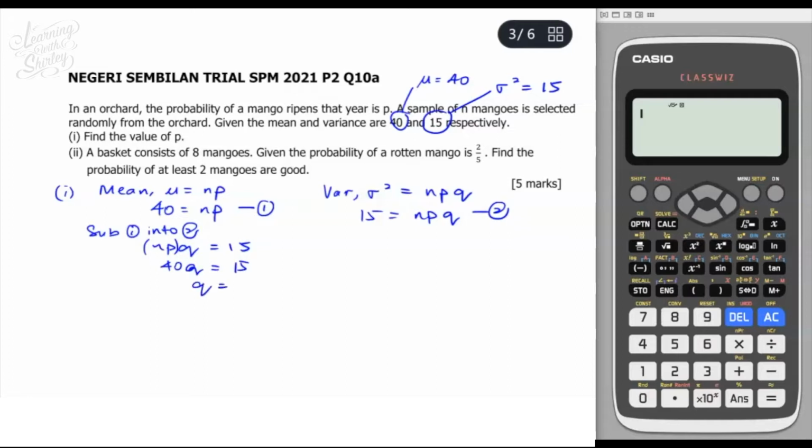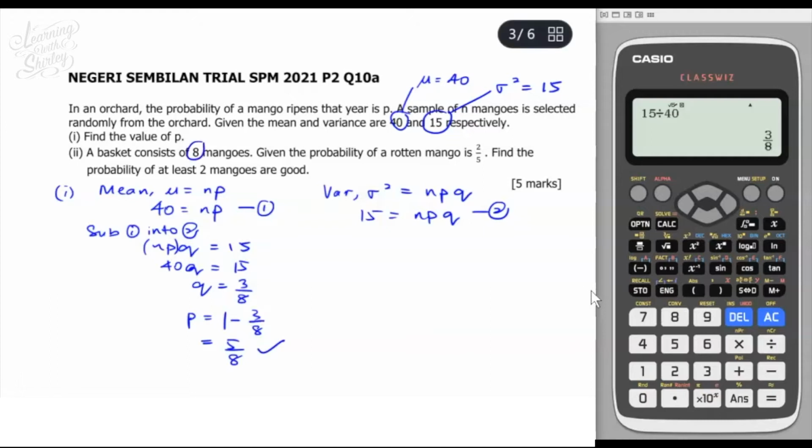So q is equal to 15 divided by 40. Let's calculate 15 divided by 40 and then we simplify. So we get 3 over 8. So this is q. So when we found q already, we can find p, right? So p will be 1 minus 3 over 8. So 1 minus 3 over 8 is equal to 5 over 8. So that will be the answer. Okay, now let's solve for question number 2.